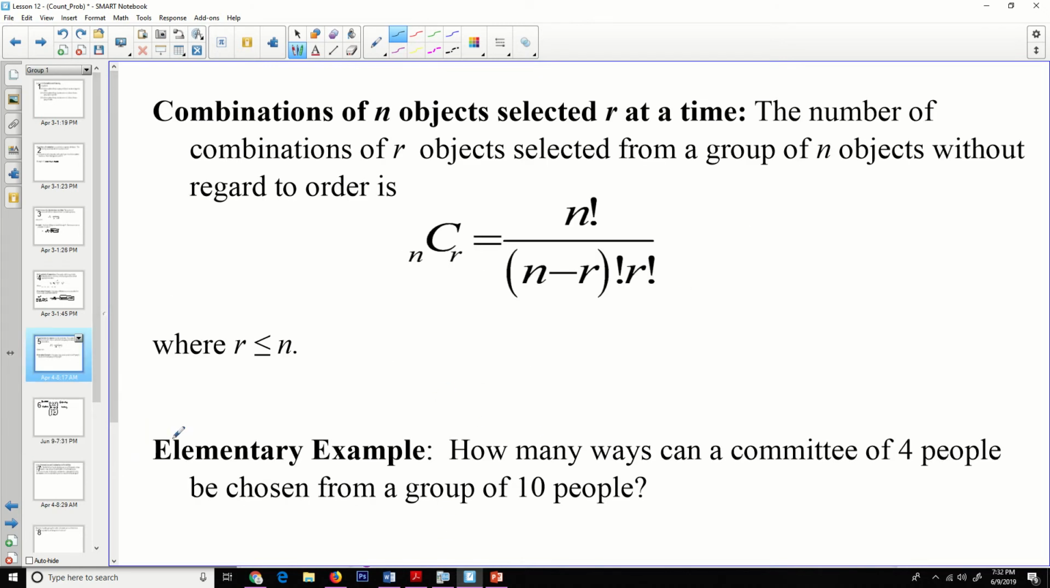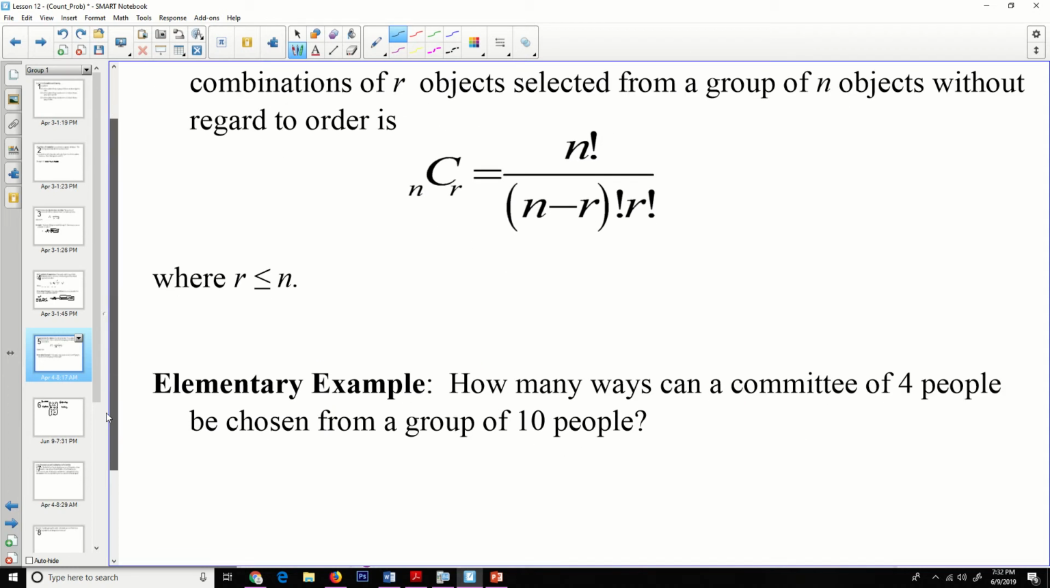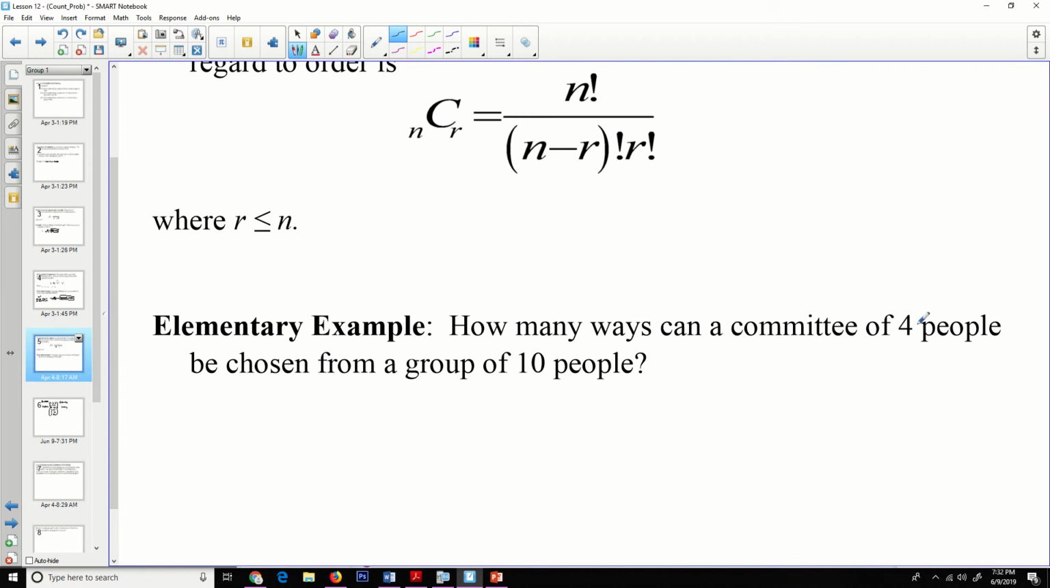All right. So here's an elementary example. How many ways can a committee of 4 people be chosen from a group of 10 people? If you're on the committee, you have the same power as any other person on the committee, so it doesn't really matter what order you've been picked in. As long as you're on the committee, you are on it. So in this particular instance, instead of 10P4, it's going to be 10C4.